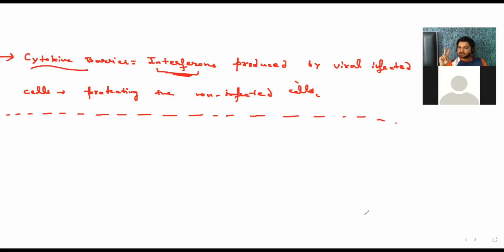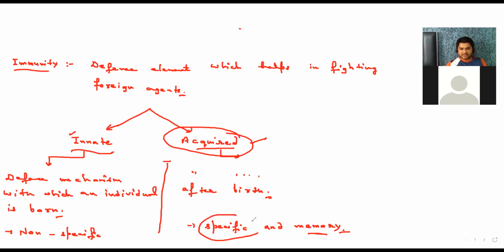Can you tell me the two main phenomena, specificity and memory? I told you, the two main things are specificity, meaning it is specific, and it retains the memory.